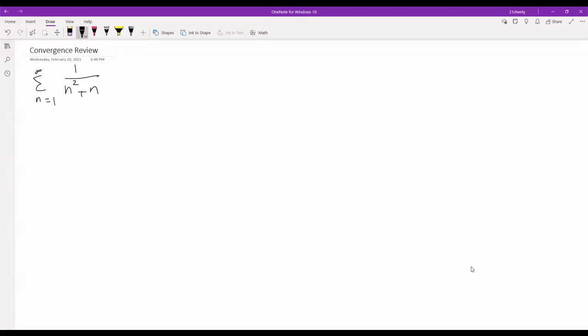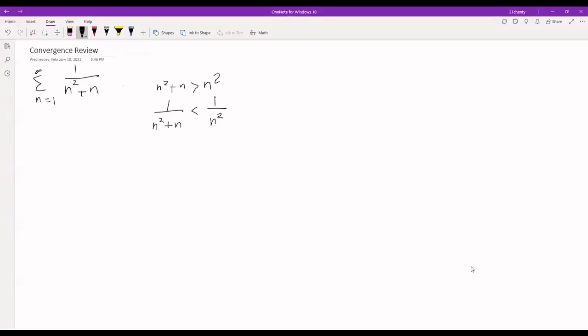Now this one is not too tricky. We can notice at the bottom that the n squared plus n, for when n is positive, which we know it always will be since it starts at 1, will be greater than n squared. Which means, because it's in the bottom of the fraction, that 1 over n squared plus n will be less than 1 over n squared.